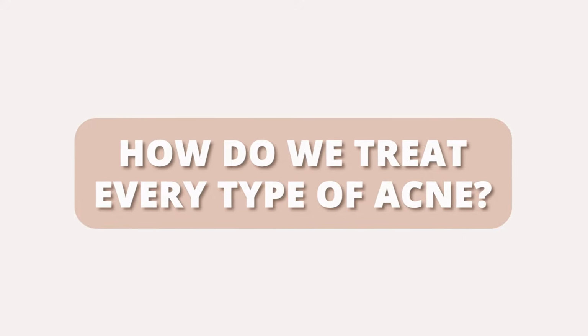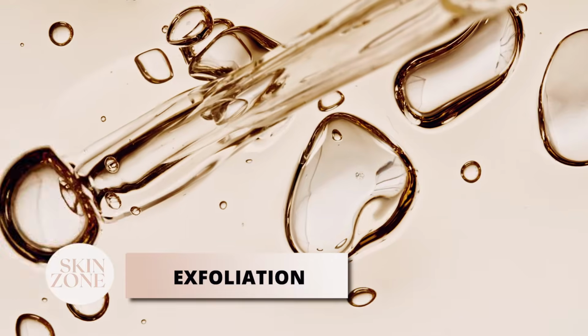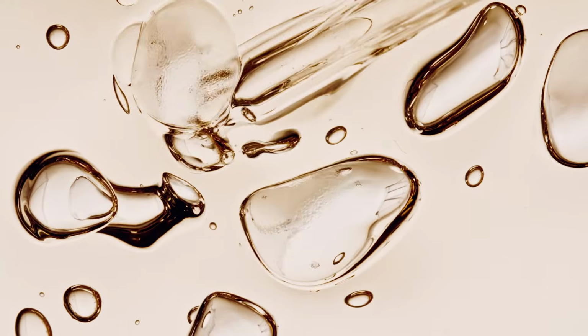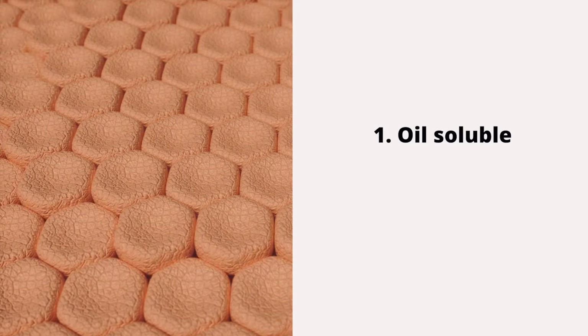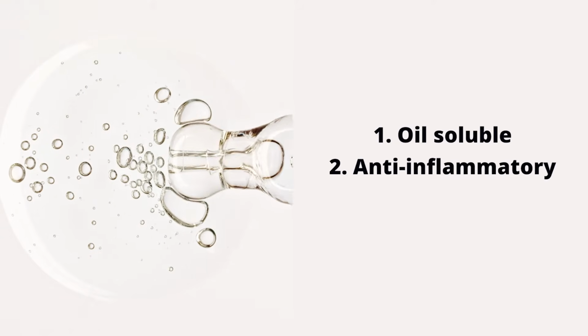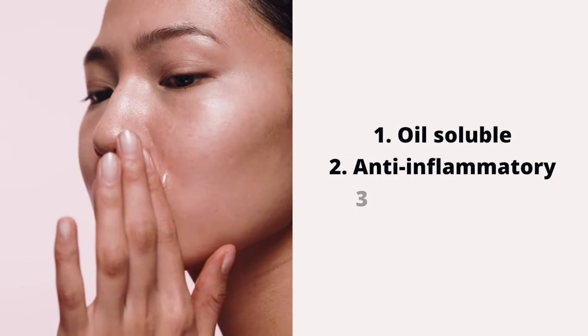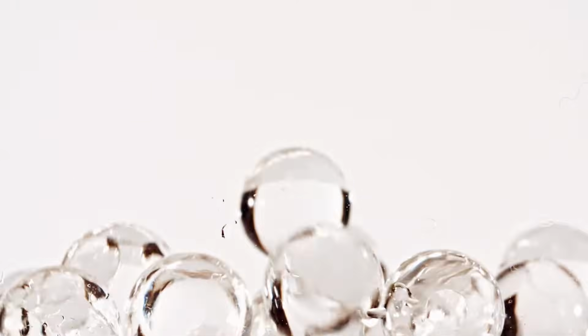Okay, so now we know why you get acne breakouts and the types of acne, but how do we treat every type of acne? The first important step is exfoliation. We recommend a leave-on serum with salicylic acid as the key ingredient that has a small molecular size that can actually penetrate oil and exfoliate the skin from the inside out. Salicylic acid is oil soluble. It is attracted to oil to break it down. Salicylic acid is also anti-inflammatory, which can help to calm the skin down. And finally, it is also antibacterial, so it gets rid of that P. acne bacteria. It's the only acid that can do this, so it's the best choice for acne.